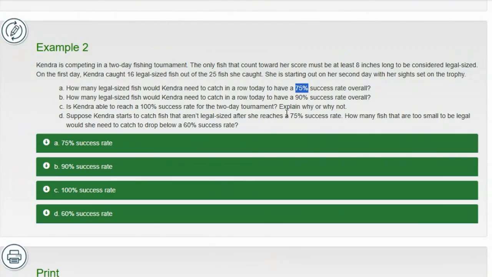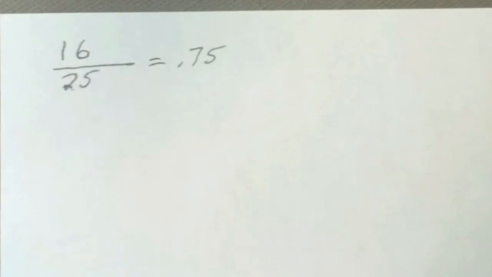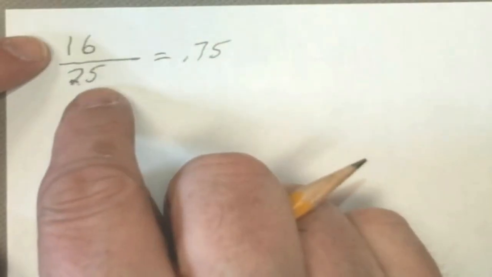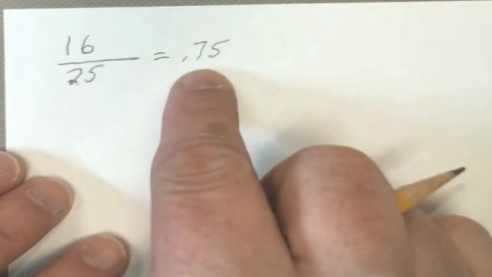But she's caught 16 fish out of 25. And this may be a little tricky. You have to think about it. She wants to get her rate up to 75% success. I'll show you how I'm doing this. Put some thought towards that. I haven't finished it, but I've started it. Right now, she's got 16 that are good out of 25 she caught. She wants to be 75%.